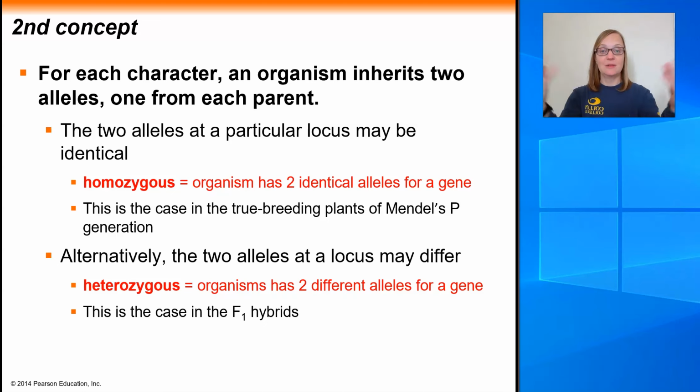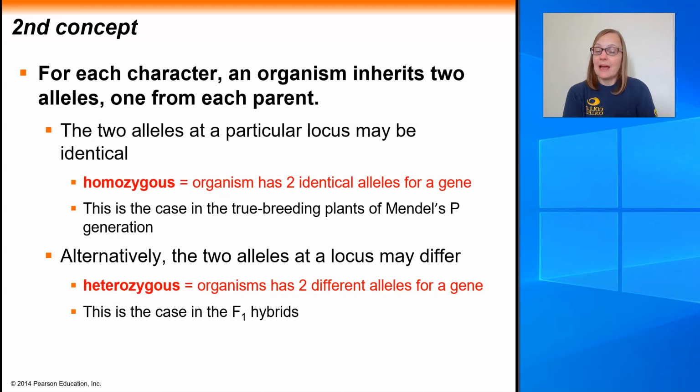Now, sometimes you might inherit the same copy of a gene for a particular character. If this happens, if you have two identical alleles, one from each parent at a particular locus, you are called homozygous for that particular gene. So an organism that has two identical alleles for a gene is called homozygous. And this is definitely the case for those true breeding parental generation pea plants that Mendel used as his very first cross. They were both either homozygous purple or homozygous white.